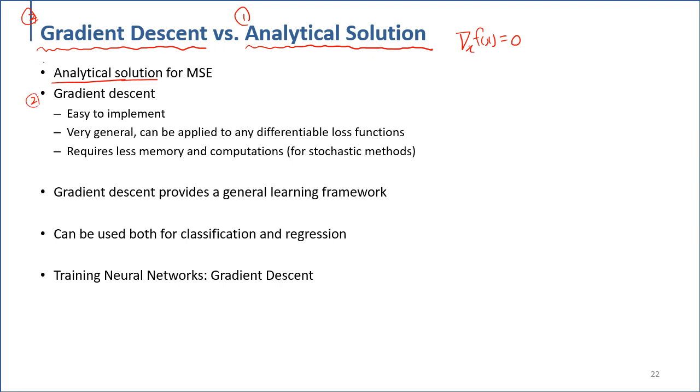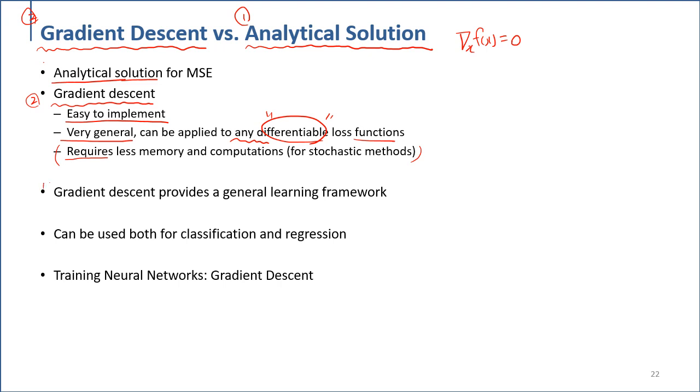And gradient descent optimization is very easy to implement, so it's very general and can be applied to any problem where you can obtain gradients. We call this a differentiable function. The advantage of gradient descent optimization is that it requires less memory and computation for stochastic methods. I'm going to talk about this in more detail later on.